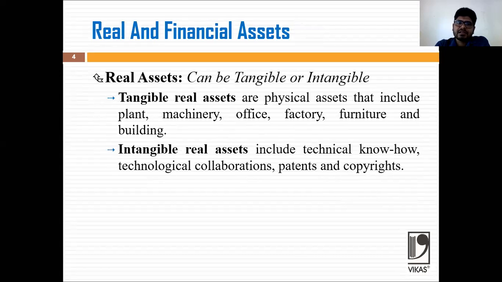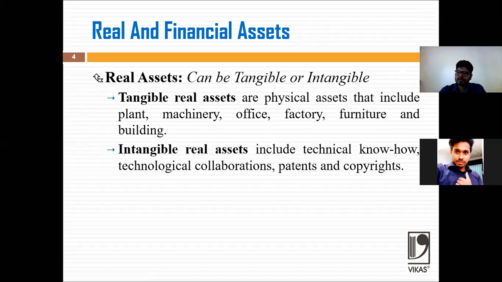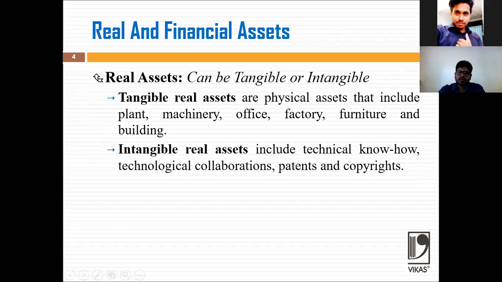Now we will understand what is real and financial assets, right? Real assets mean, say, you have a car, a property, plant, equipment. Real assets can be tangible or intangible. Tangible means we can touch, right? We can touch tangible. Some assets are intangibles. We can't touch. Tangible real assets are the physical assets that include plant, machinery, office, factory, furniture, and buildings.